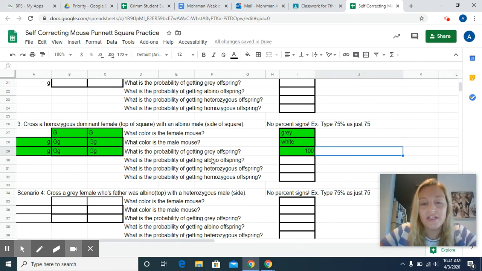What is the probability of getting albino offspring? Remember, albino is recessive, so we need to have 2 recessive alleles for it to be expressed, or little g, little g. We don't have that as an option at all over here, so there's a 0% chance of having an albino offspring, even though that father is albino.